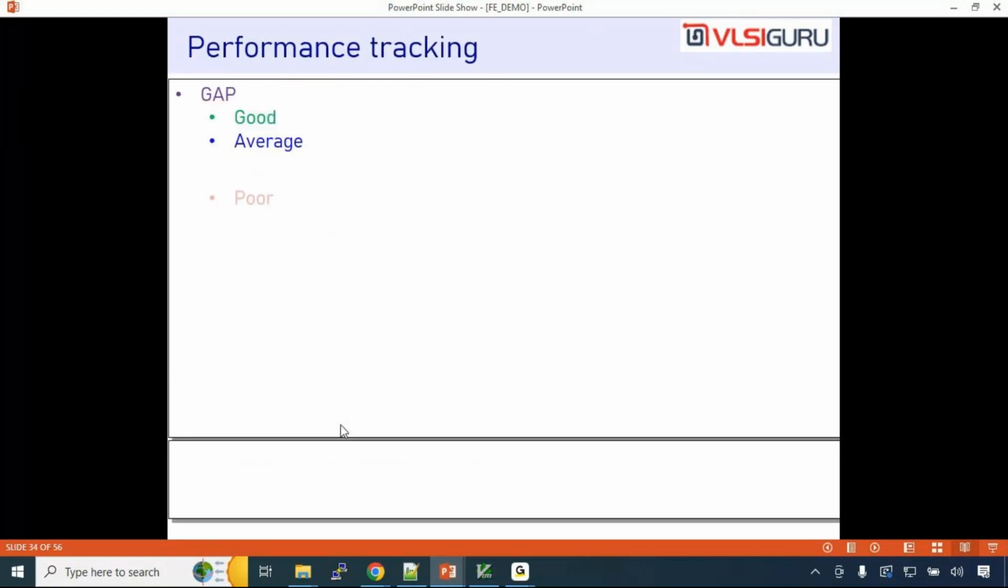Performance tracking. We track each and every student's performance individually. We mark them into 3 categories: good performing student, average performing student, poor performing student. Okay, it is done for our assessment. For a poor student, what should be done to bring him up to a level? So why is he poor? For multiple reasons. One is his problem solving ability itself is poor.